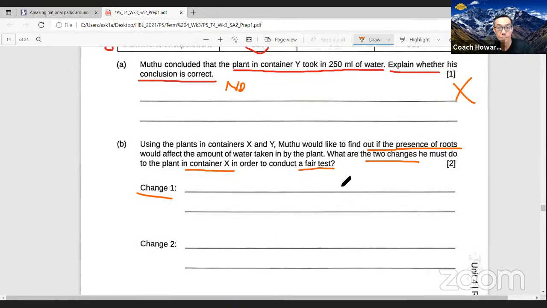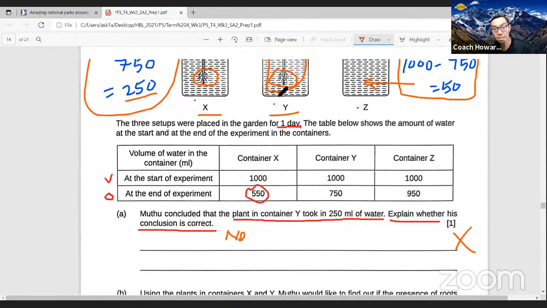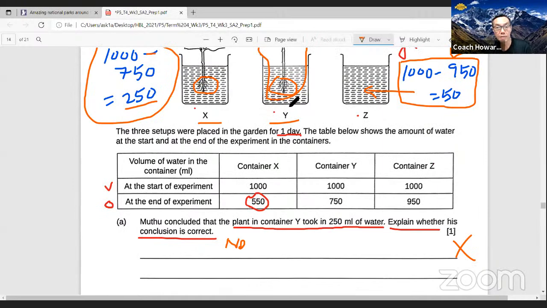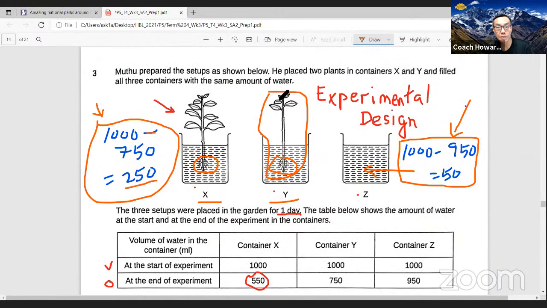Okay, change number 2. Okay, the other variable must be the same, right? So can you see there are certain number of leaves here, right? If you count 1, 2, 3, 4, 5. But it got extra, right? So how many must I remove? I must cut away 1, I must cut away 2, 3, 4. So I must remove these specific 4 bigger leaves, right, from plant X, or the plant in container X. So I can say remove 4 leaves from the plant in container X, or I can say make the number of leaves of plants in X and Y the same.